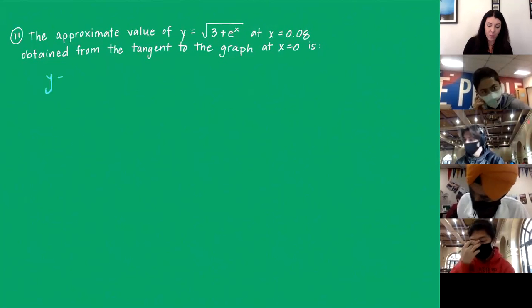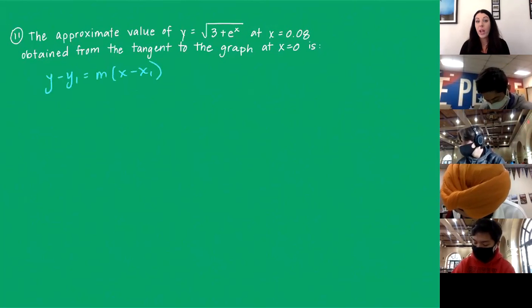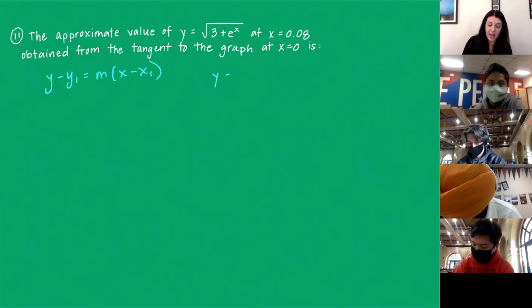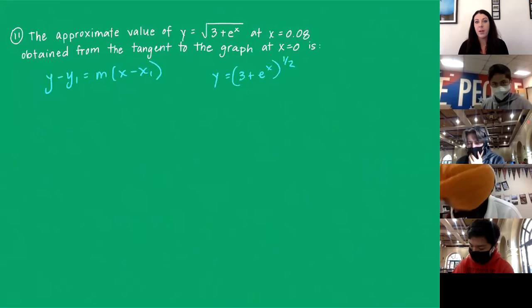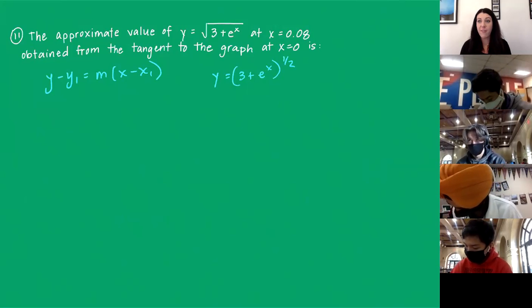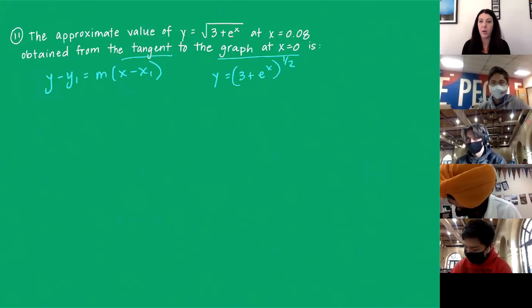So I'm going to start out by writing y minus y1 equals m times x minus x1. We are not going to start with the 0.08. We are going to write an equation of a line using that function, y equals square root of 3 plus e to the x, and I'm going to rewrite that as 3 plus e to the x to the 1/2. We're going to evaluate it at 0 and come up with the equation of the tangent line for that function at 0. Because it says obtained from the tangent to the graph at x equals 0. That means I just need the equation of the tangent line at x equals 0.